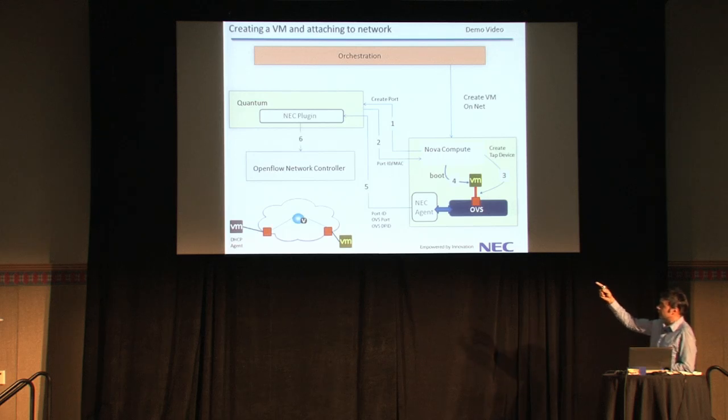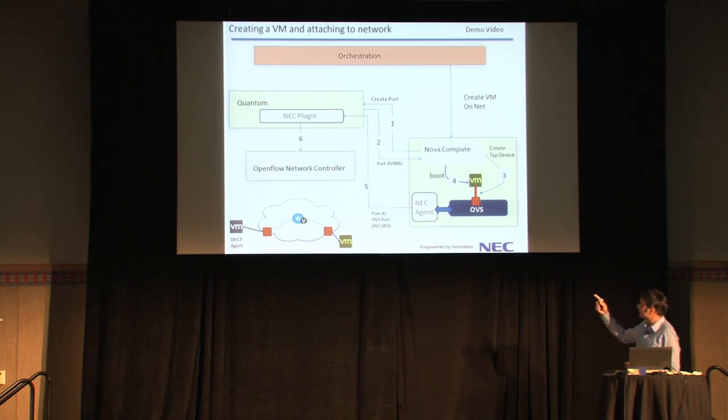And as we know, Quantum will go back to the DHCP to ensure that for that MAC address, there is a static IP address mapping. So once the Nova compute gets that, it also creates the tap device for the OVS, and then it boots the VM.